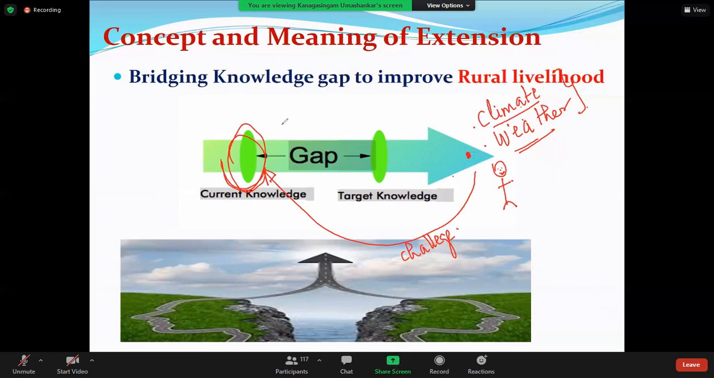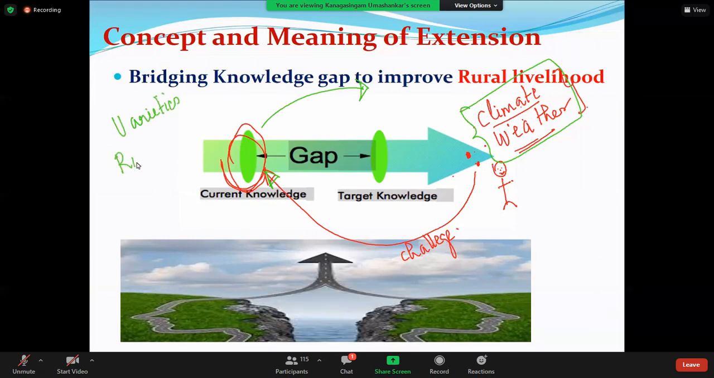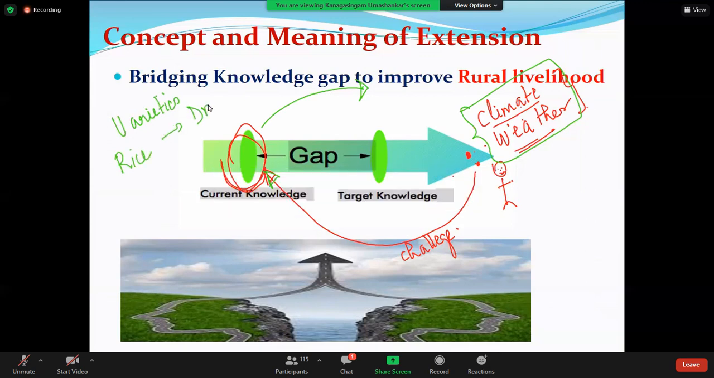I would say, because some things are beyond our control, we can't control them. But still, there are varieties. You will study varieties, for example rice varieties. Some rice varieties are drought resistant. Some rice varieties are salinity tolerant.